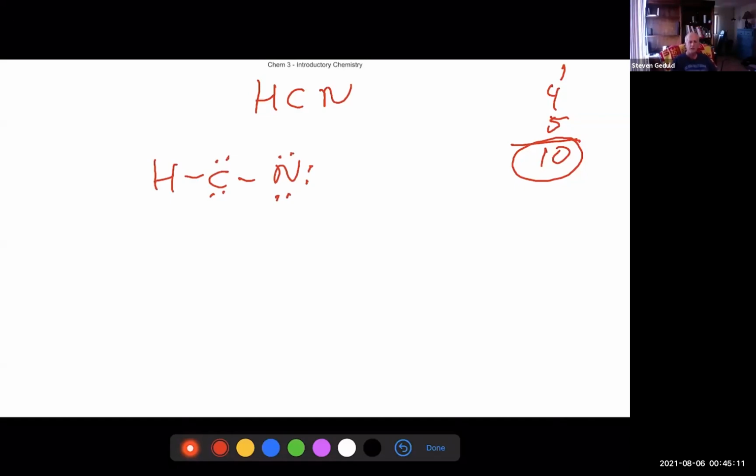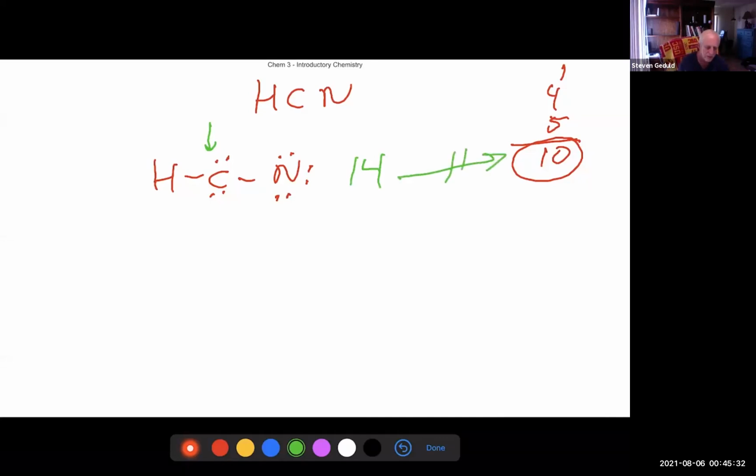So count your electrons. Remember, there's 2 in every bond. So of the non-bonding pairs, we'll start right here. We got 1, 2, 3, 4, 6, 8. We have 10 non-bonding pairs. And then we have 10, 12. We have a total of 14 electrons there because there's 2 in each bond. 14 does not equal 10. So what we have to do is make a double bond or make a multiple bond.